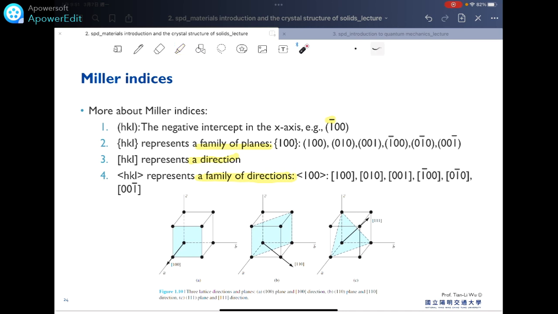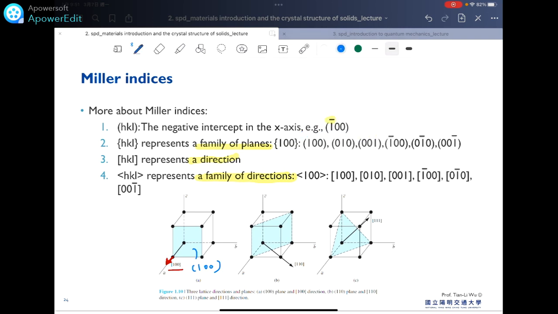Okay, so this is a very standard case. In this case we want to see, this is a plane of 100. And then the direction of that plane is here. So this is the direction of that plane. So then we just change the bracket, then we can represent the direction of that plane.